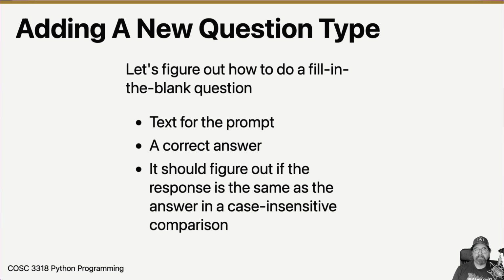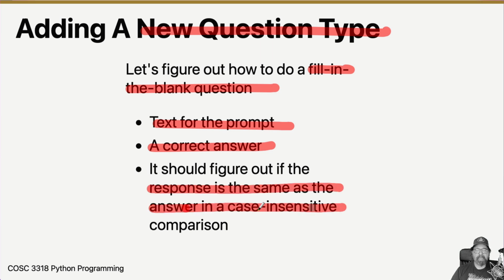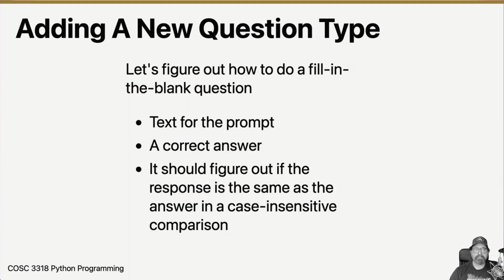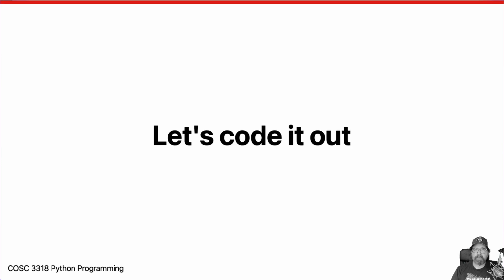All right, so now that we have this inheritance, let's add a new question type. Let's do a fill in the blank question, which will have a text for the prompt, a correct answer, and then it should figure out if the response is the same as the answer in a case insensitive comparison, much like we do with A, B, C, and D. We make it lower. So what we want is something almost identical to true false question and the multiple choice question kind of put together. We want to add a new question to this. This is the whole thing about adding new stuff. So let's do it. Let's code it out.